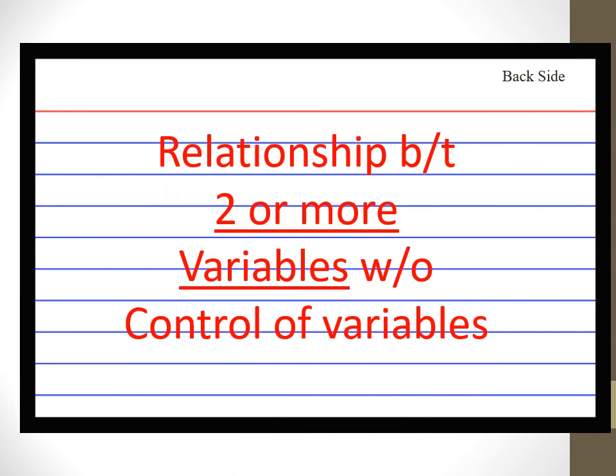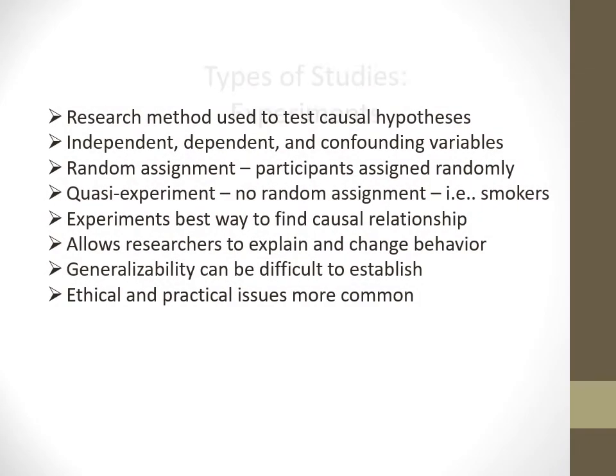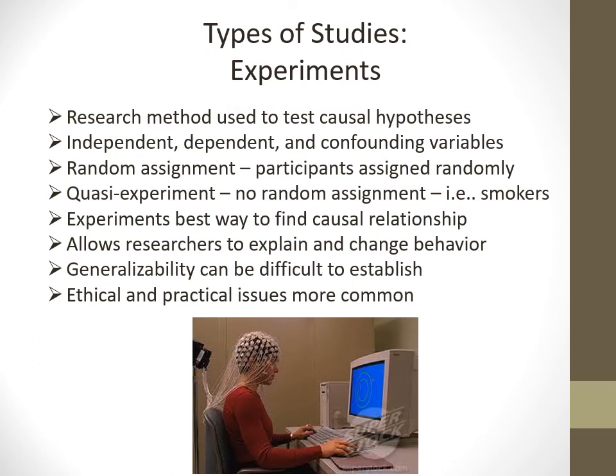And then on the back, we're going to write relationship between two or more variables without control of variables. In yet another type of study, we have experiments. So experiments are research methods that are used to test causal hypotheses.